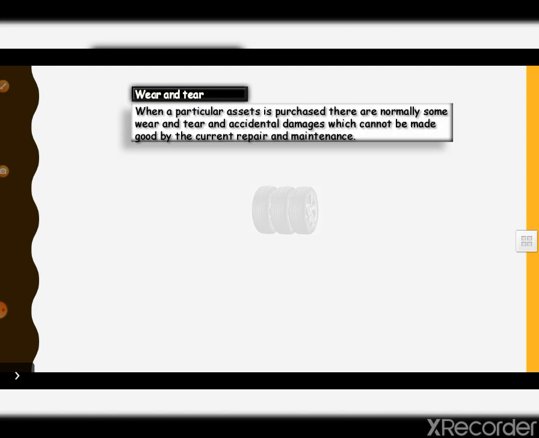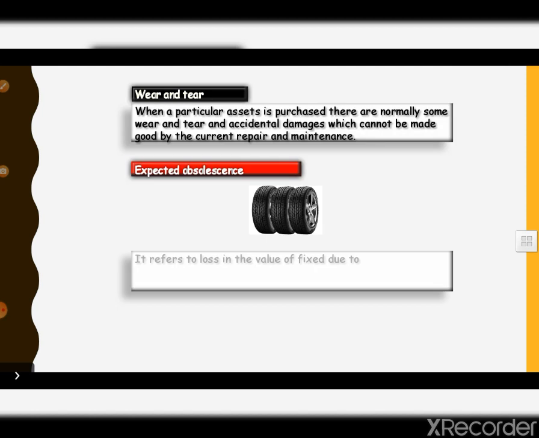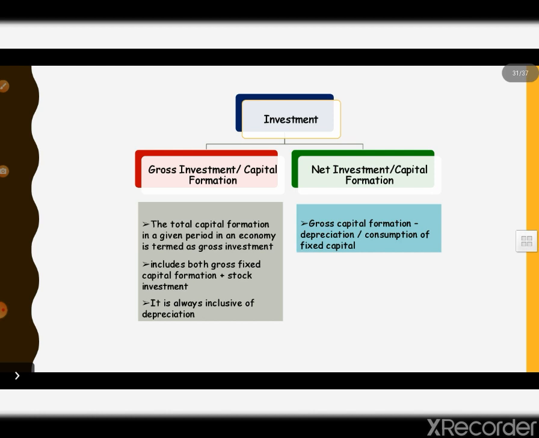Now, expected obsolescence refers to the fall in value of a fixed asset. Why? Because there are newer technology. There are advanced techniques of production coming up as time passes. So the techniques of production that we use, the technology that we use becomes outdated and hence its value falls. That's what we mean by expected obsolescence.